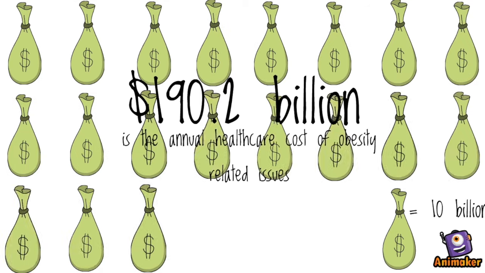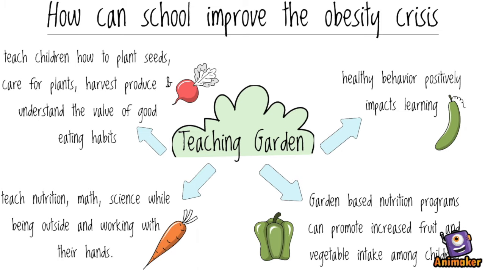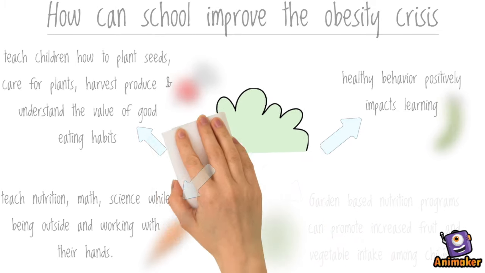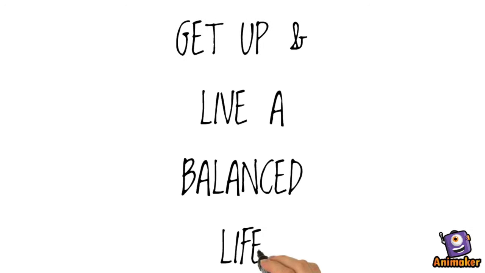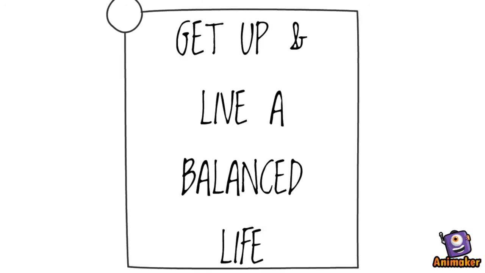The American Heart Association is taking a new approach in the fight against childhood obesity. They have created teaching gardens in elementary schools across the country to teach students what it means to be healthy. Garden-themed lessons teach nutrition, math, and science, while having fun in the fresh air and working with their hands. Studies show that healthy behaviors towards food positively impacts the learning environment. Achieving and maintaining a healthy weight and lifestyle is all about finding a balance through exercise and food.